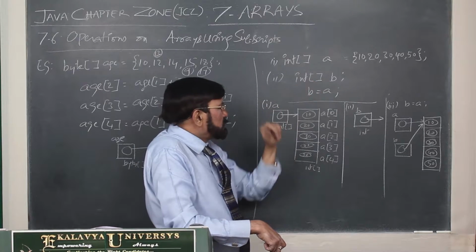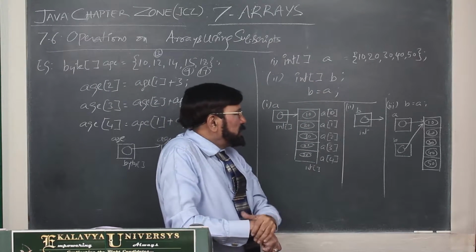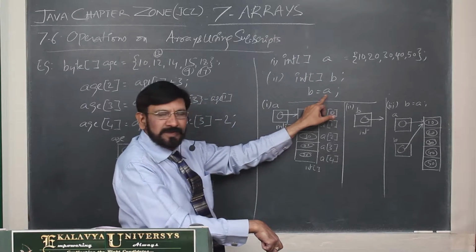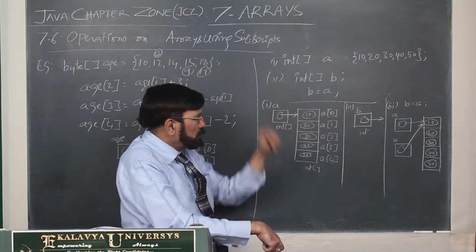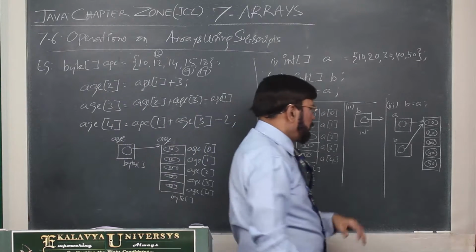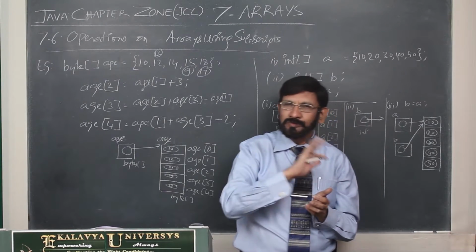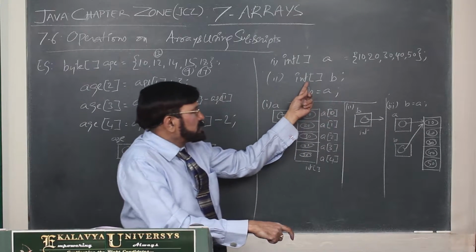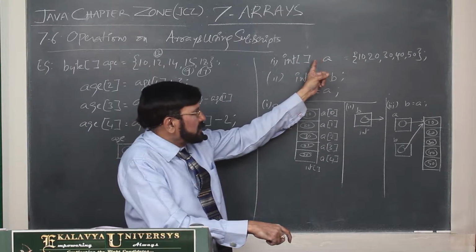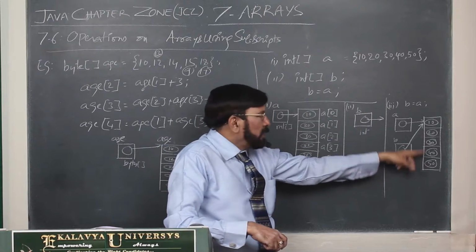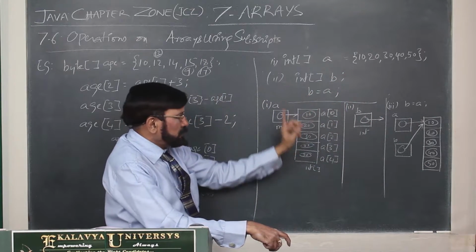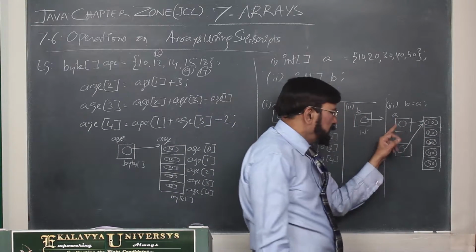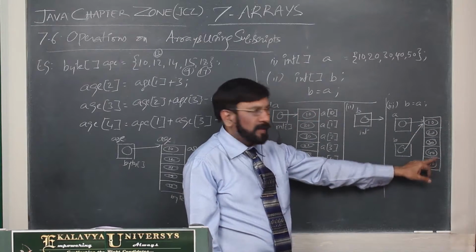Now this third one: B is equal to A you are making. That means A's value you are assigning to B. As a result of that, this happens. No new object is created. This string is already tied, A's string is connected to this array. Now that is being assigned to B. As a result of that, both reference variables A and B are referring to a single array.